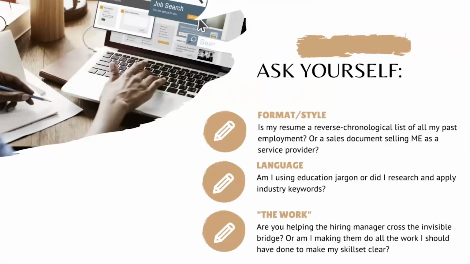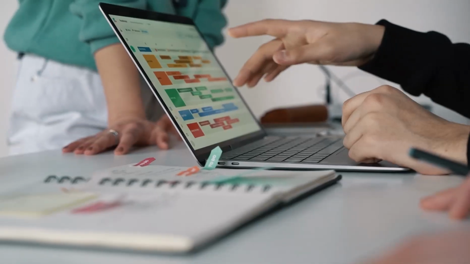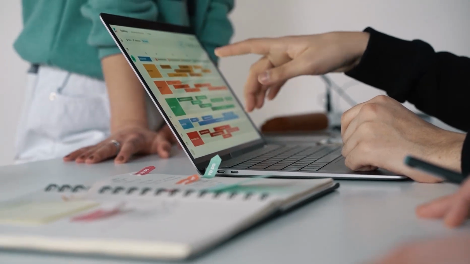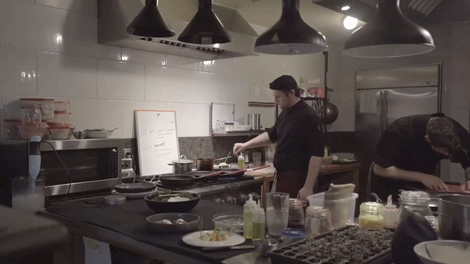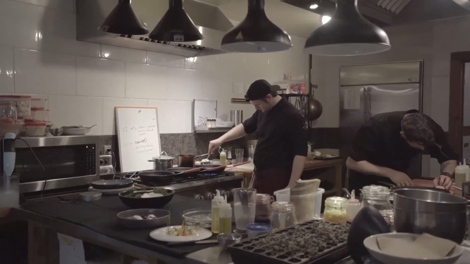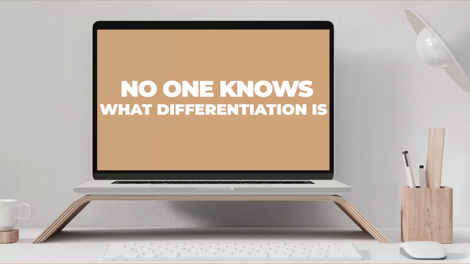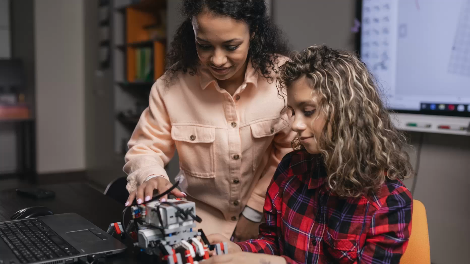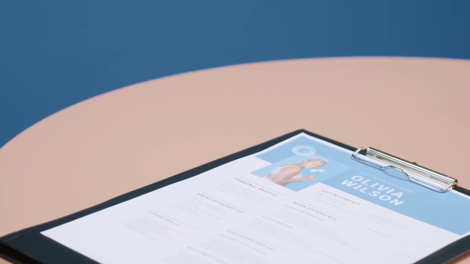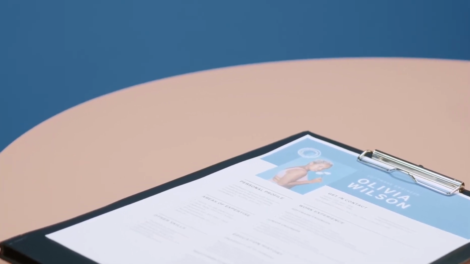Secondly, ask yourself, am I using the right industry keywords, or do I need some tweaks? If you're using education world keywords, you will not get a second look if you're applying for non-teaching jobs. You're going to need to do some tweaking, because outside of teaching, no one knows what differentiation is, or cooperative learning, or assessment, or project-based learning. So if those types of words are in your resume, they're going to glaze over.